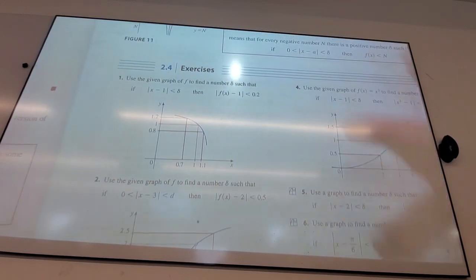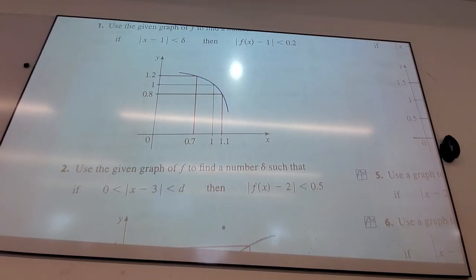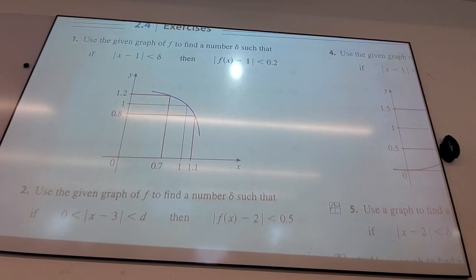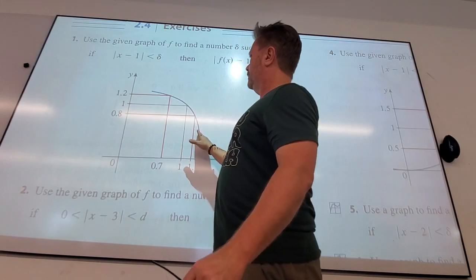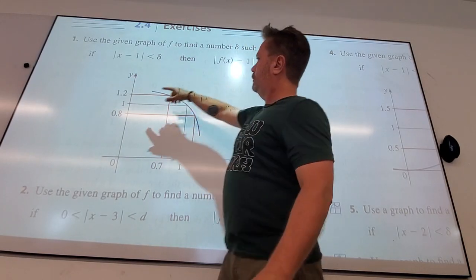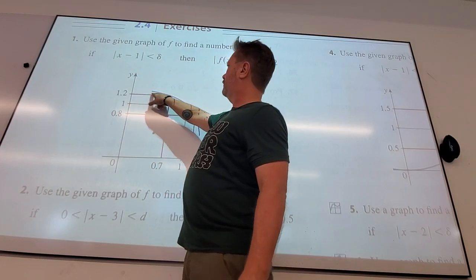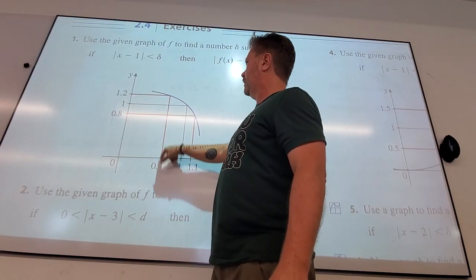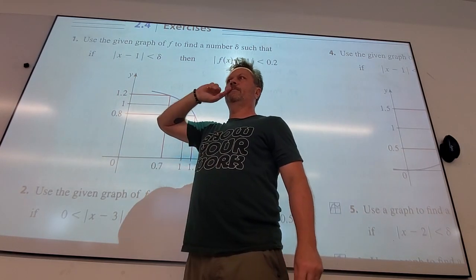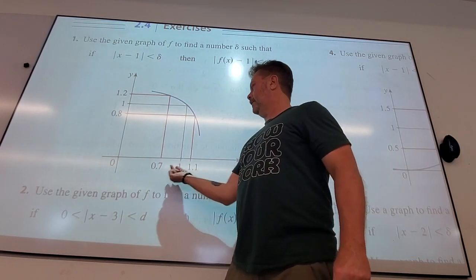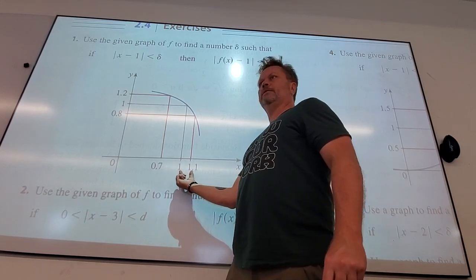Homework problem. I can't remember which one I assigned. So look at this one. They don't tell me what the function is, but they want me to be within 0.2 of 1. You guys see that? Now watch this. If I follow this over, that's an input of 0.7 gives me that, and that's an input of 1.1 that gives me that. Yes? How far away from my input of 1 is this? 0.3. How far away from it is this?